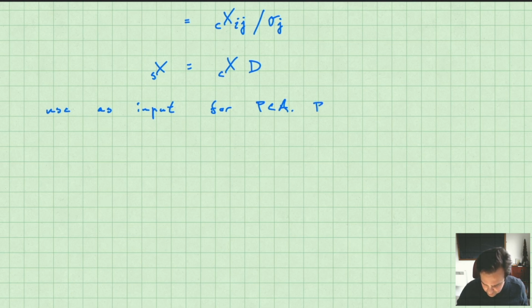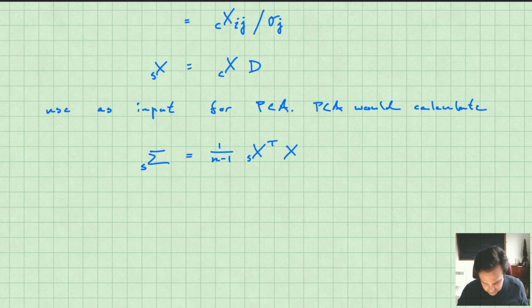So PCA would calculate the following covariance matrix, sigma, and then I'll put an S underneath it. And that's 1 over n minus 1, xs transpose times xs. And if you put in this for xs, what we get is the following. So we get 1 over n minus 1.